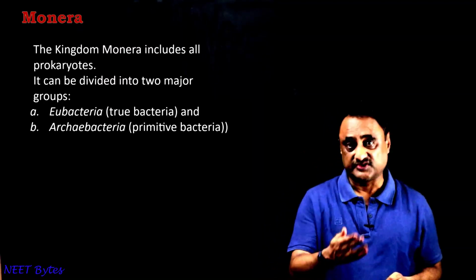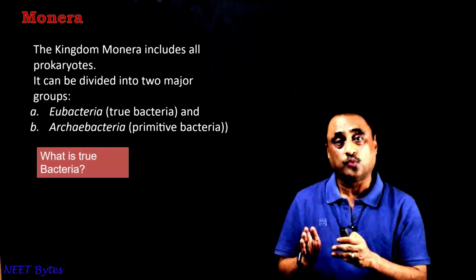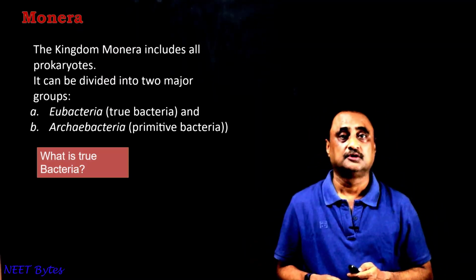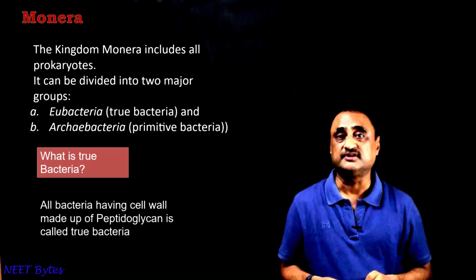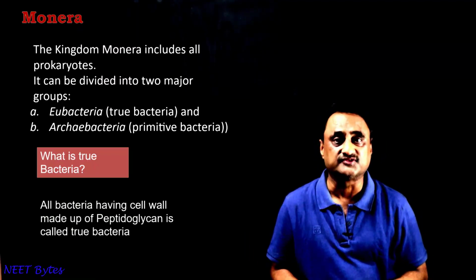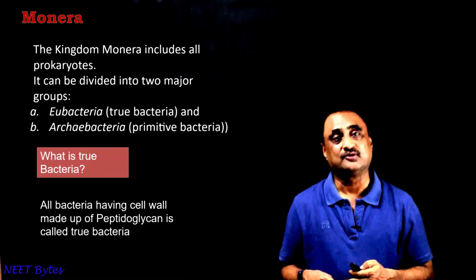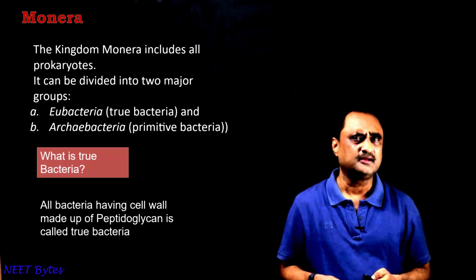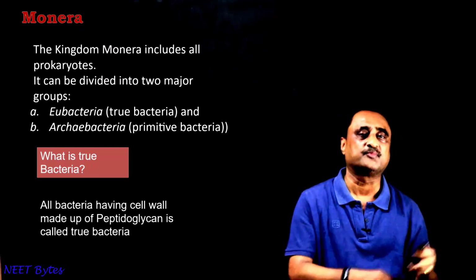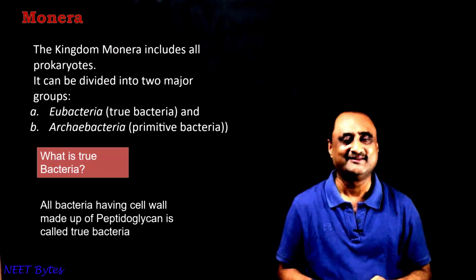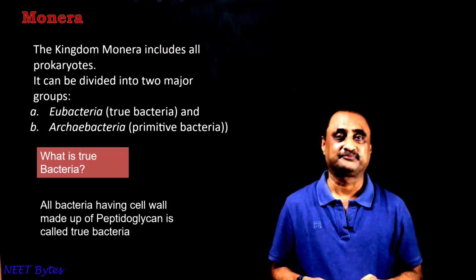Now what are the criteria? As I told you, the nature of the cell wall. So what is true bacteria? The eubacteria is the true bacteria. In true bacteria, the cell wall is made up of peptidoglycan. But in archaebacteria, the cell wall is not made up of peptidoglycan; it is a combination of some other types of polysaccharides. That is how we differentiate between the archaebacteria and the eubacteria.